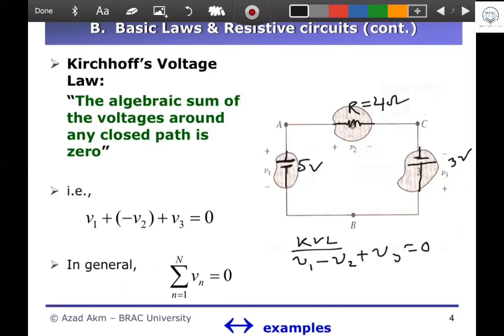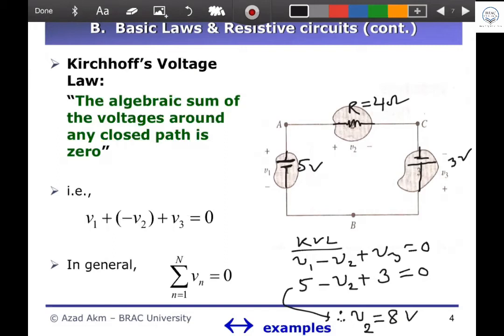Listen, what will be V2? V1 will be 5-volt. Yeah, go. Sir, minus 4I. No, I'm talking about the voltage. This is 3. Anybody? So 8. This is plus. V2 will be... Sir, 0. What? Anybody? 8. Why do you say 0? V2 is 8-volt. From the KVL, we have written this already: V1 minus V2 plus V3, right?